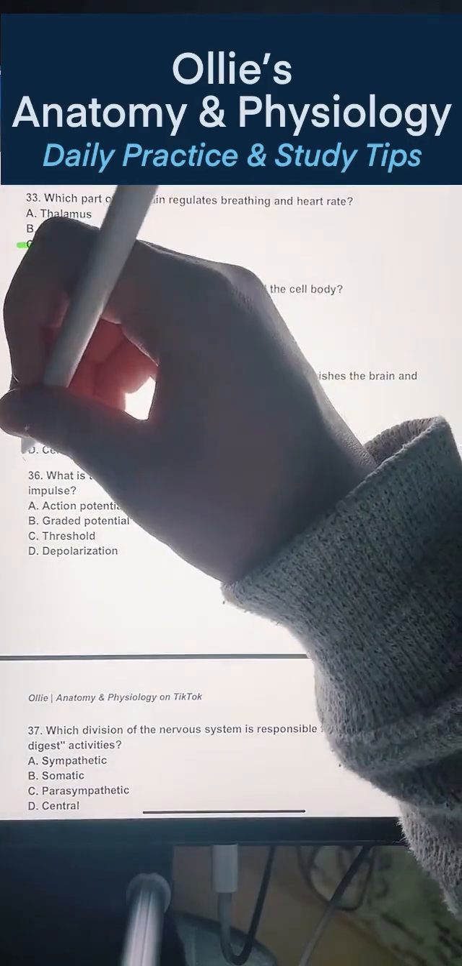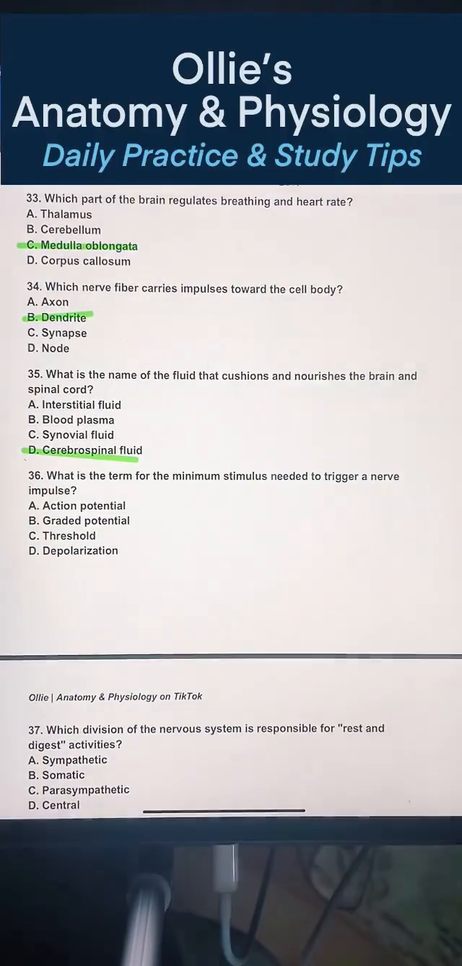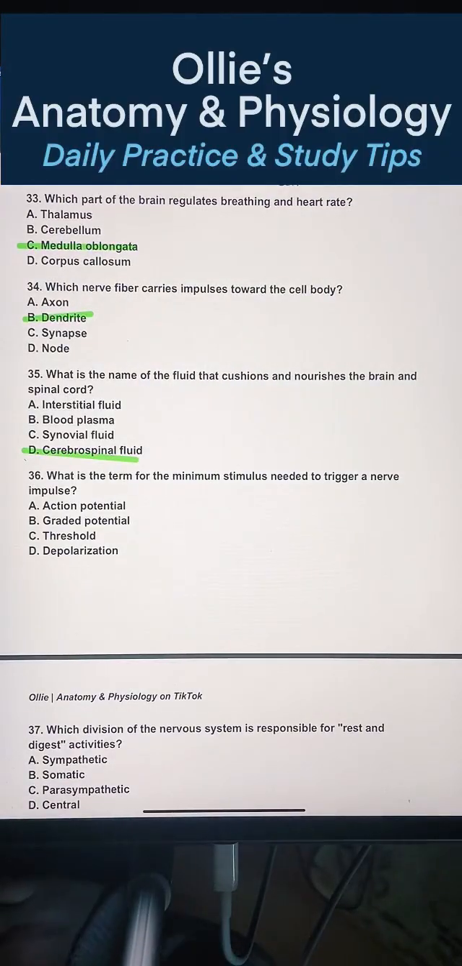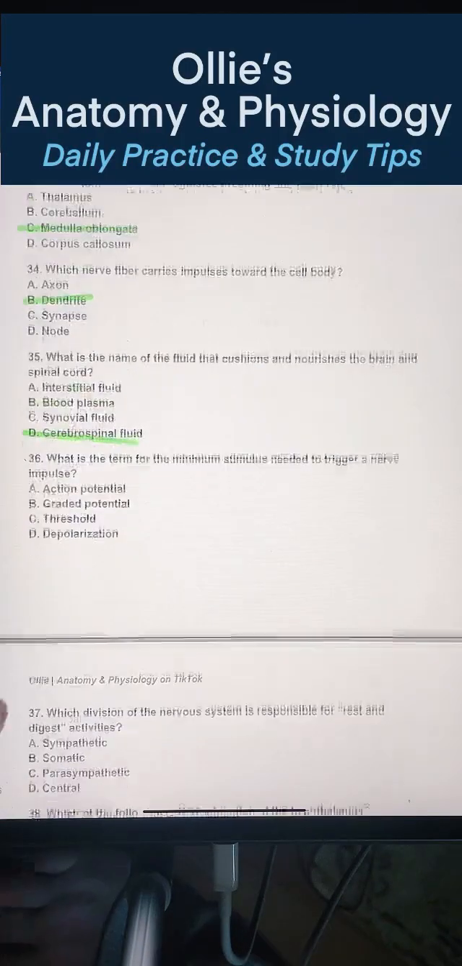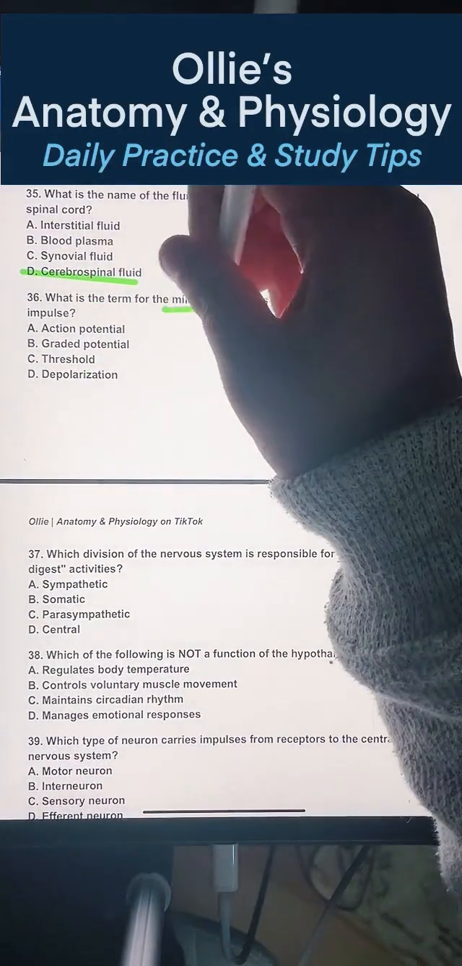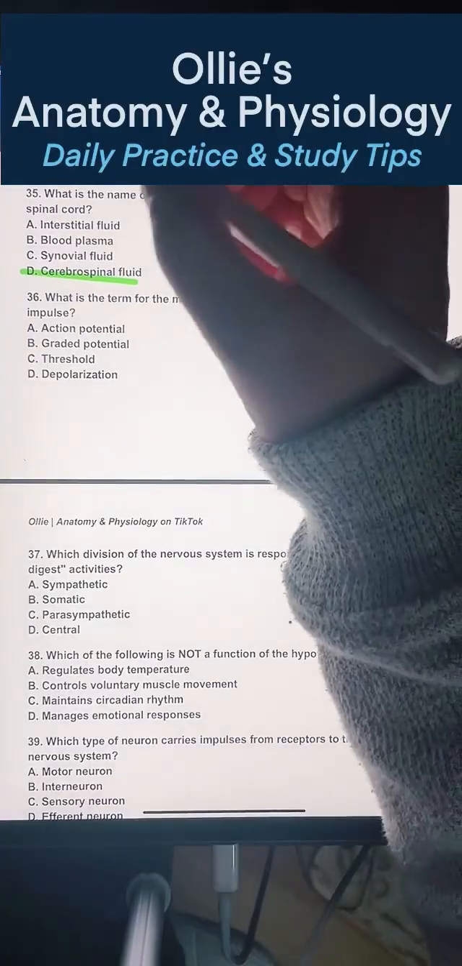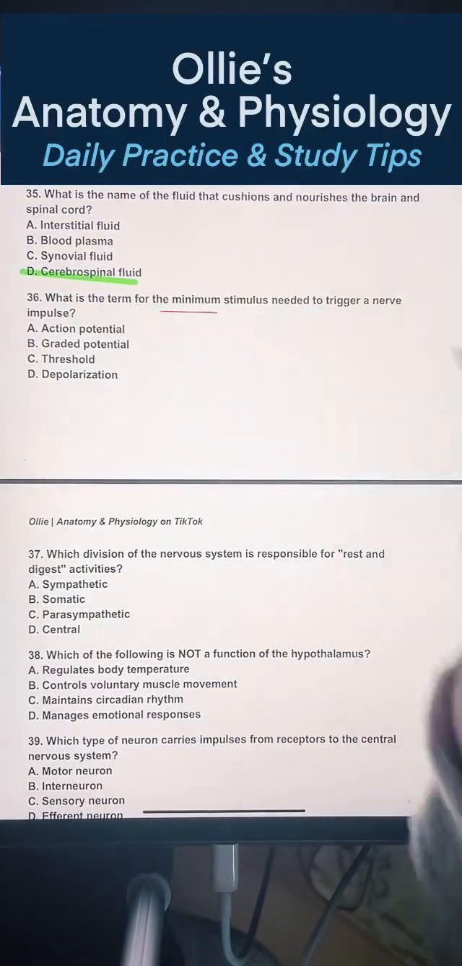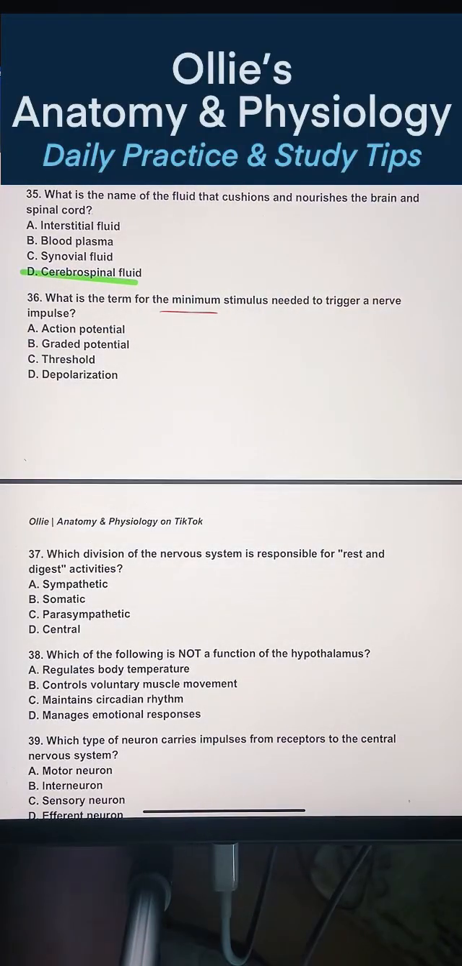The answer choice is going to be D. It's going to be the cerebrospinal fluid that cushions and nourishes the brain and the spinal cord. Number 36. What is the term for the minimum stimulus that is going to be needed to trigger an impulse? What is the term for the minimum? The minimum.